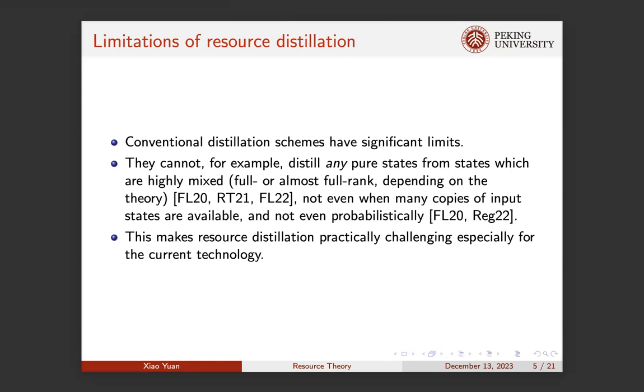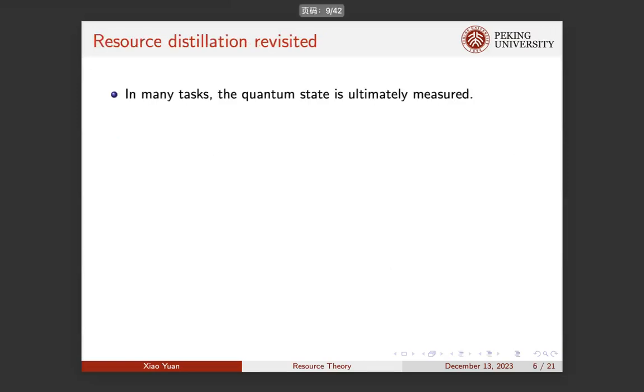So this challenge makes practical implementation of resource distillation hard for the current technology. A natural question is, can we overcome these limitations by somehow bending the rules? And this is what we want to answer in this talk.